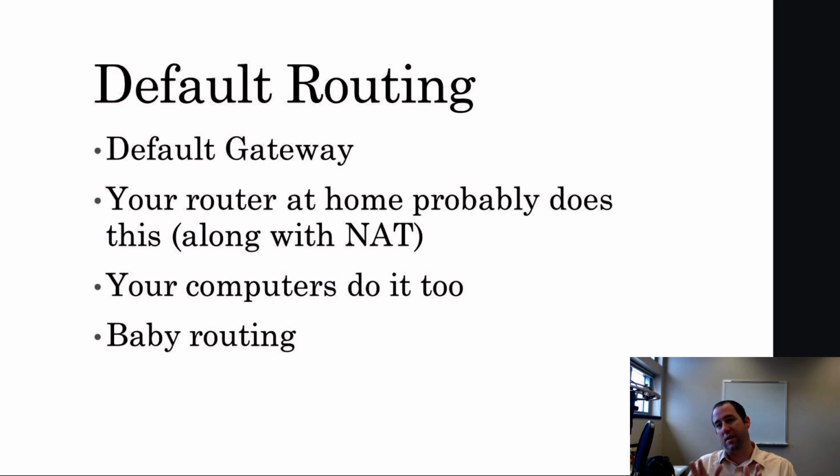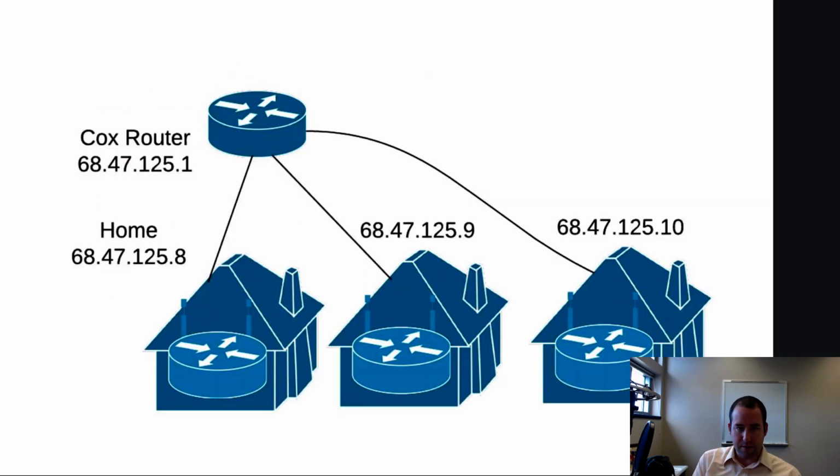And then my router, all it's going to do is look at it and say, hey, I don't know where this network is. Send it to the ISP. So your computer does this, your router at home does this. And it looks a little bit like this.